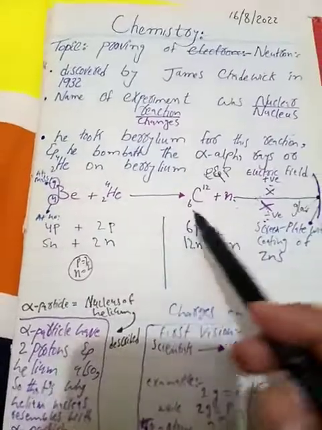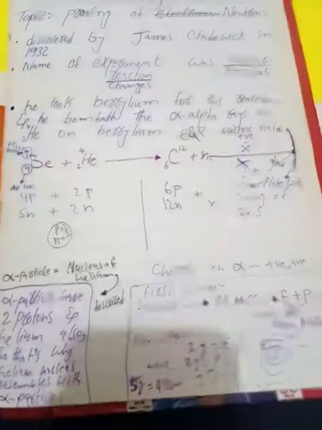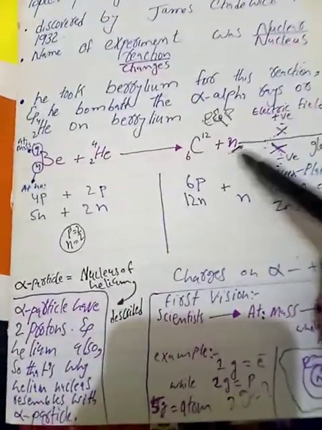After this reaction with beryllium and helium, it came to mind that there is another particle, and that particle is neutral, which is now called the neutron.